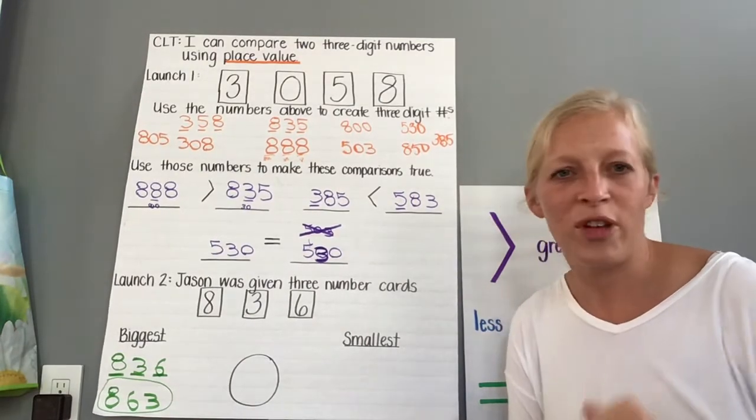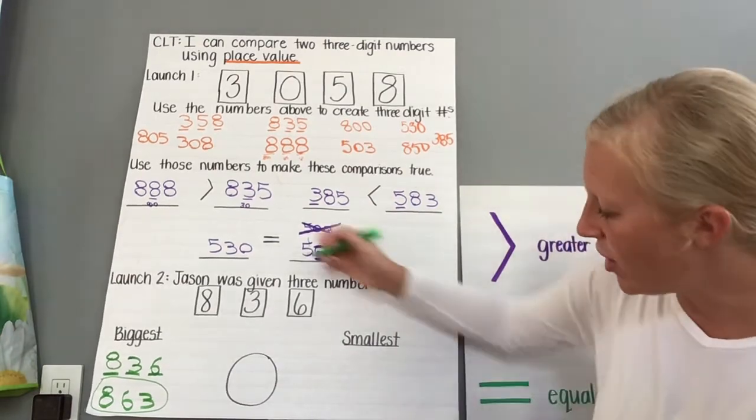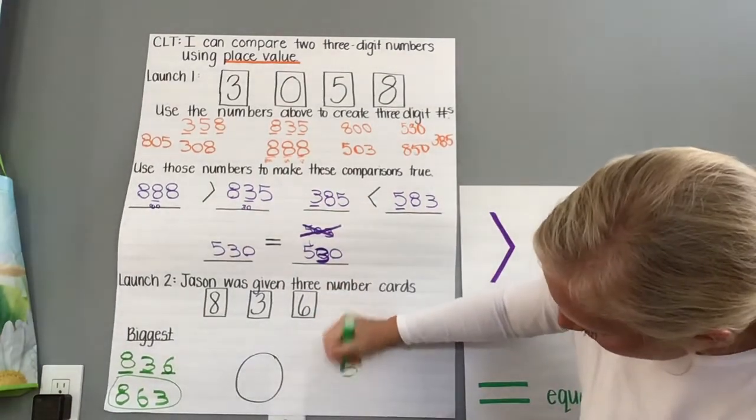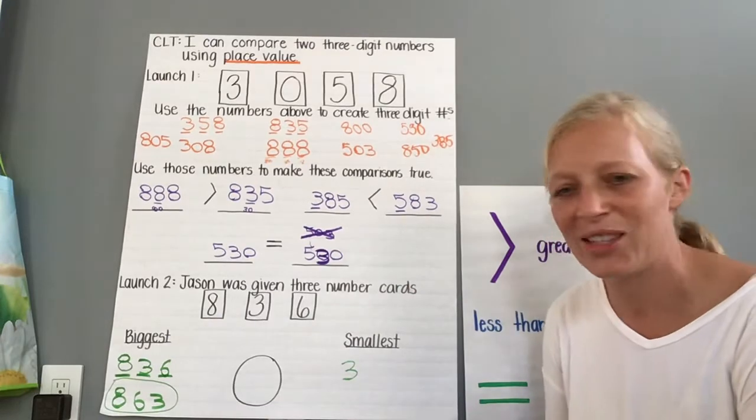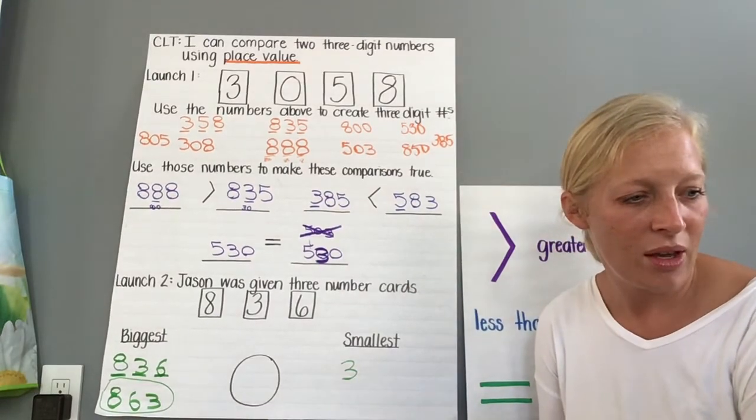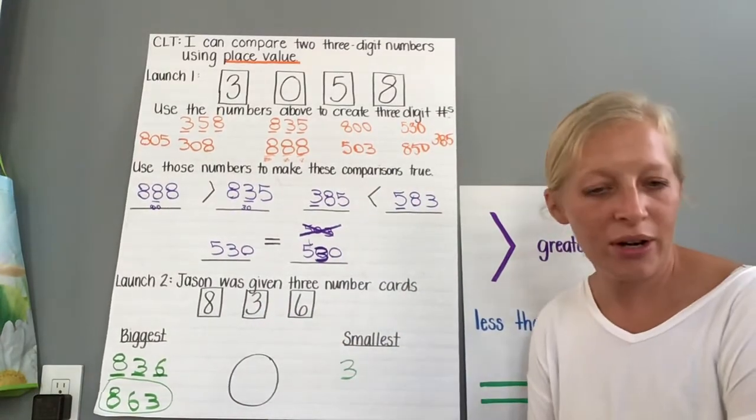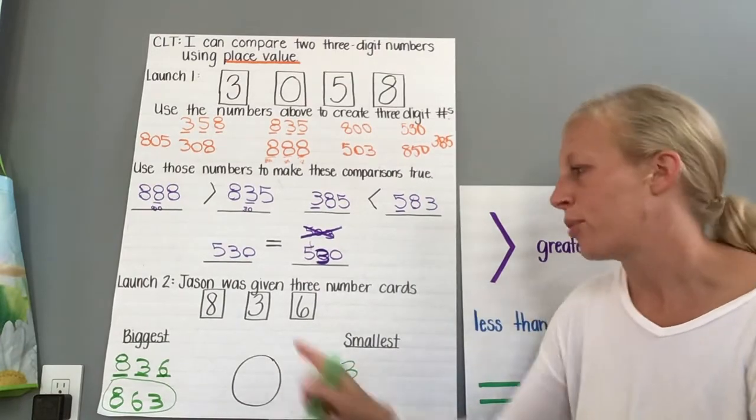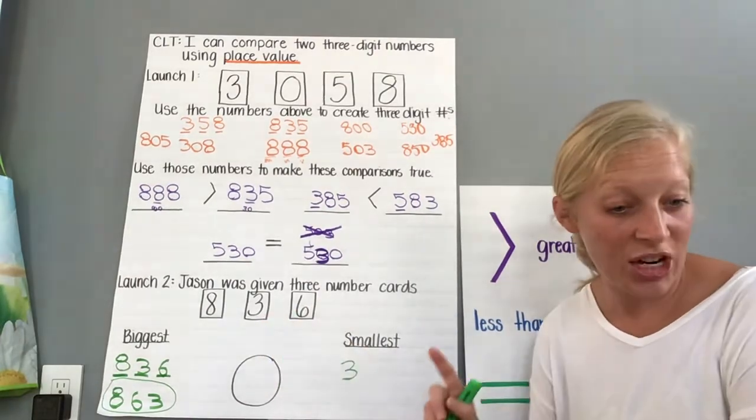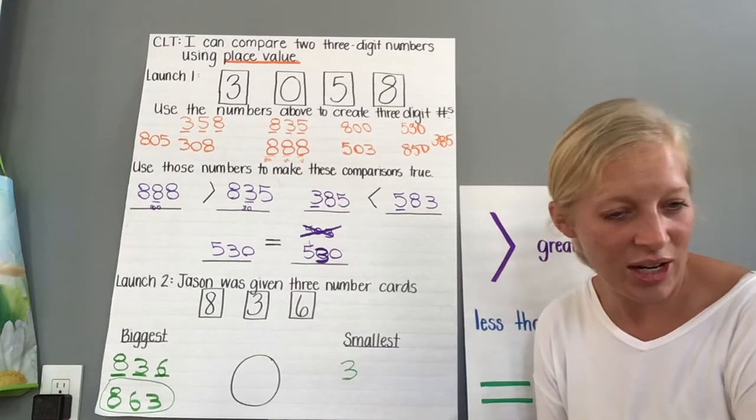If you're at home, feel free to pause us. Every one of you wrote this 3 in the hundreds place. Why? It's the smallest number. 300 is less than 600, is less than 800.